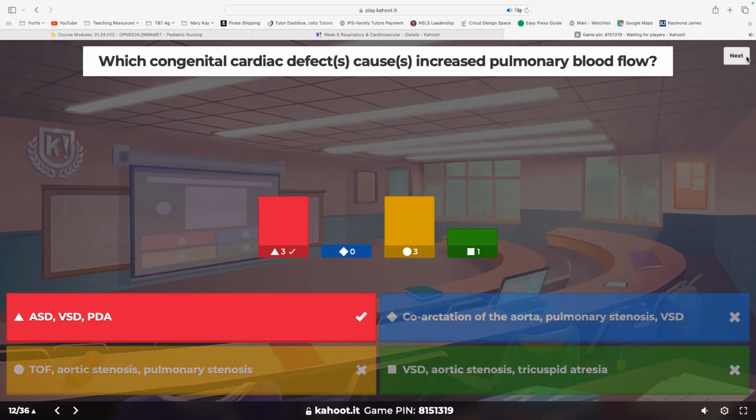Which congenital cardiac defect causes increased pulmonary blood flow? So more blood flow going to the lungs. And those are going to be your ASDs, your VSDs, and your PDAs.